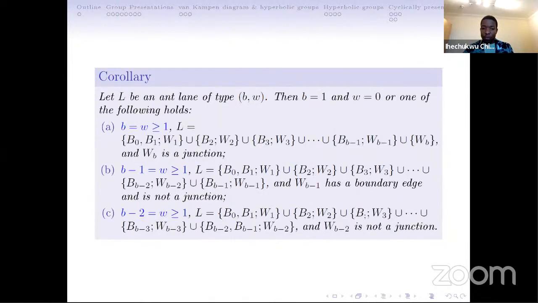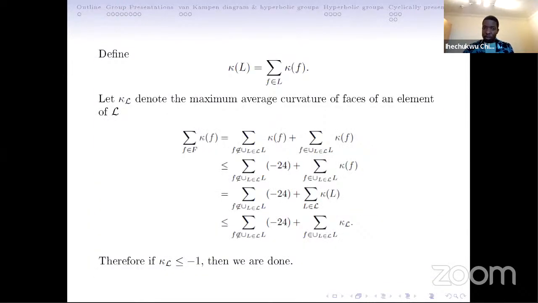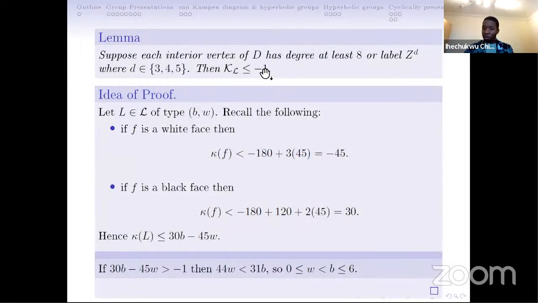So using this, we're able to show that the curvature is at most -1, which is really what we needed to conclude that this group has a linear isoperimetric function, and that is it.